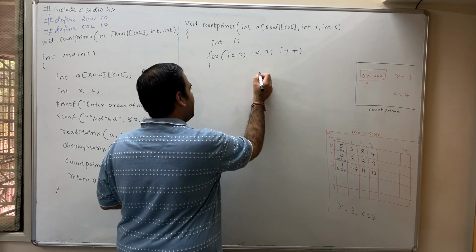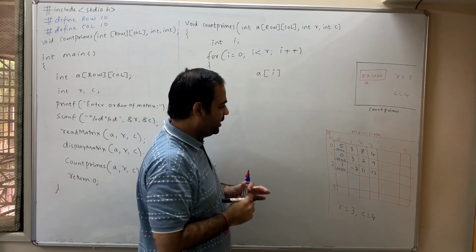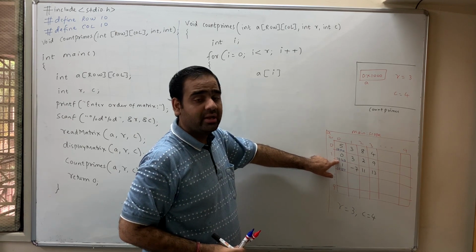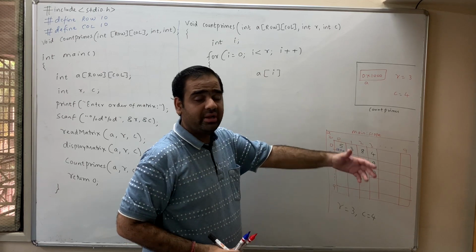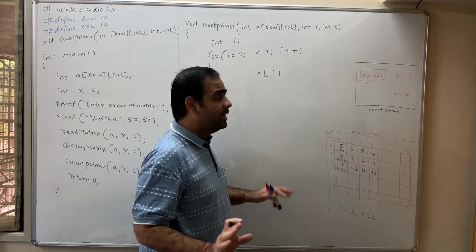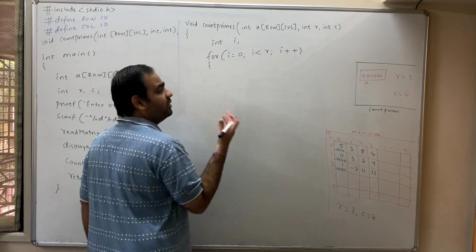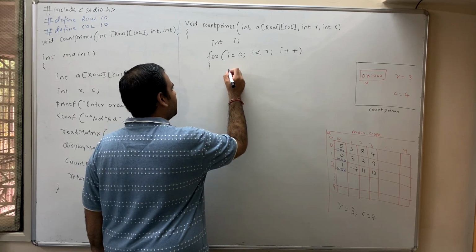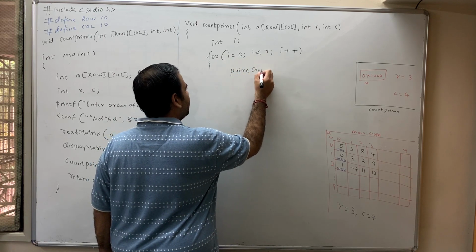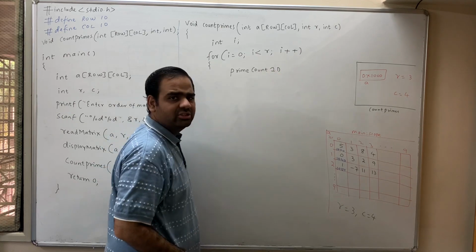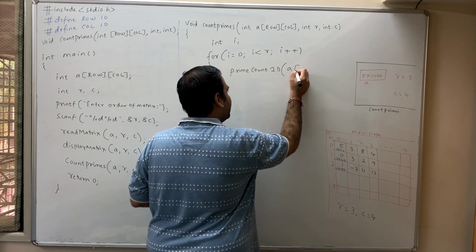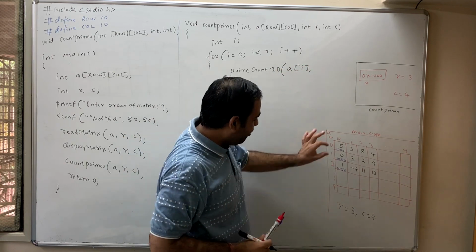Now, if I say A of I, that means A of 0, 1000 will come. For I equal to 1, A of 1, 1040 will come. For I equal to 2, A of 2, 1080 will come. Are you getting it? That means A of I is a complete one-dimensional array. Hence, I can write here a function, you can say anything, let me say primeCountIn1DArray. You can give any function name. Which 1D array? A of I, and if I say A of I, 1000 will be passed.